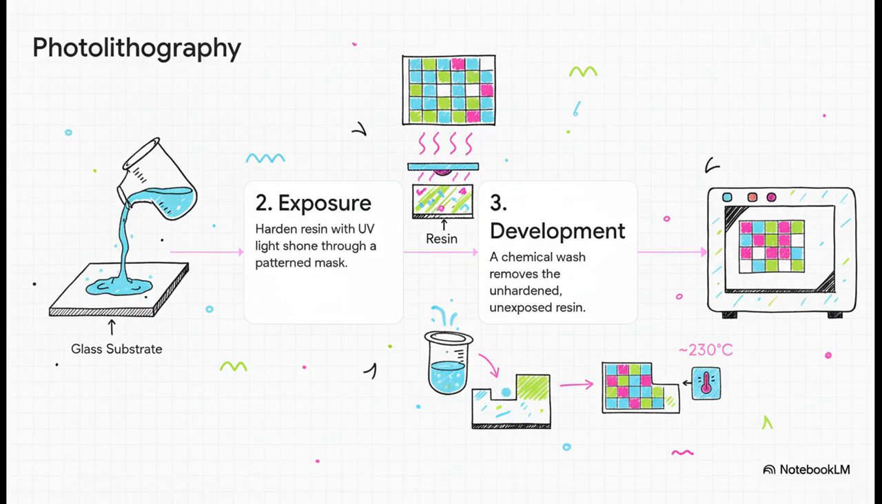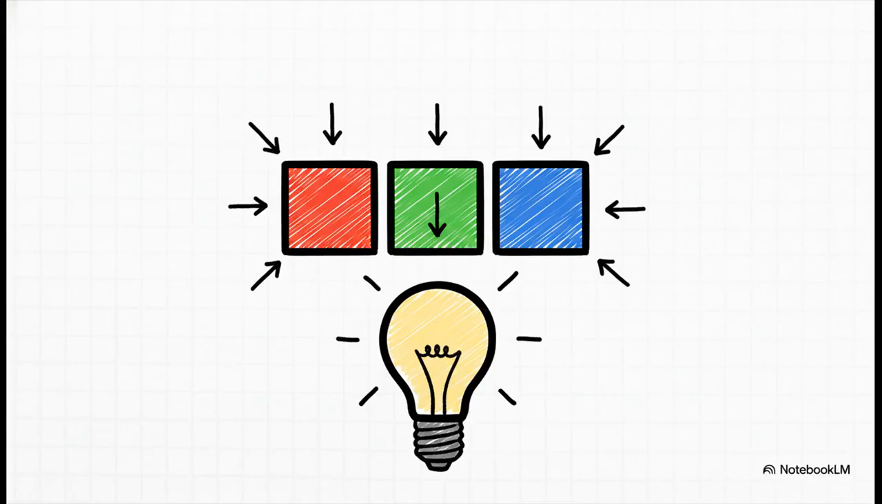First, a light-sensitive material gets spread onto the glass. Then, UV light is shone through a patterned mask, which acts kind of like a super high-tech stencil. The light hardens the material in a very specific shape, and then a chemical wash comes in and removes all the unhardened stuff. This whole process is then repeated for every single layer to build up the entire complex structure with mind-boggling precision. But engineers are never satisfied.